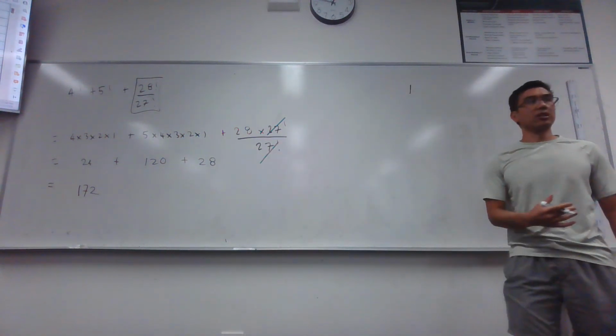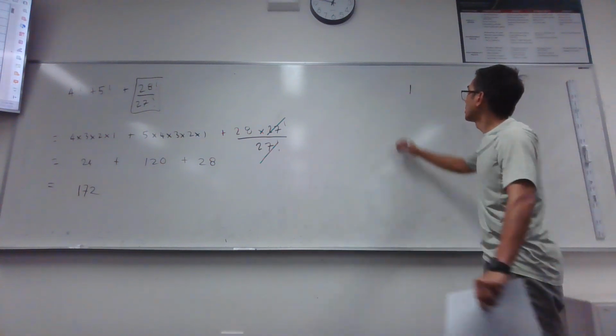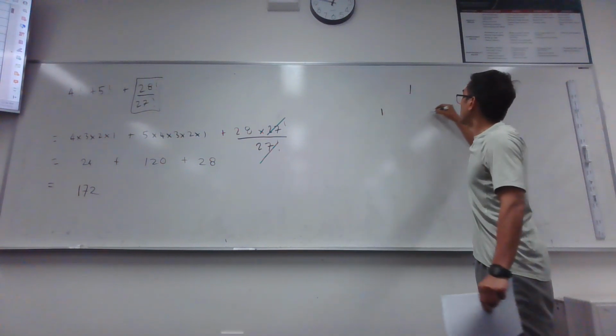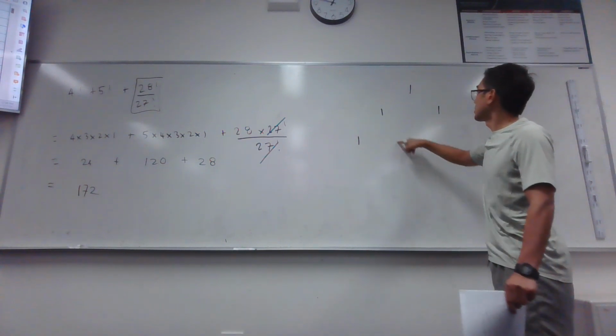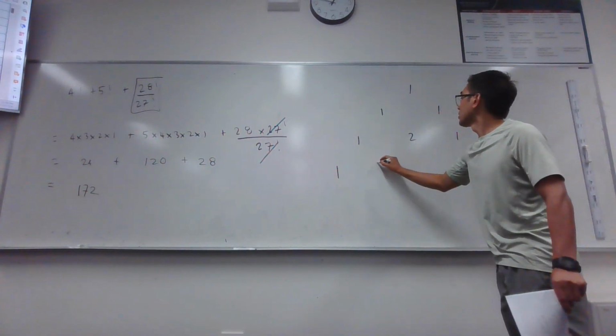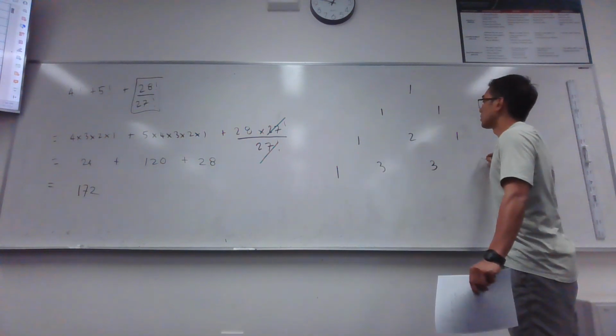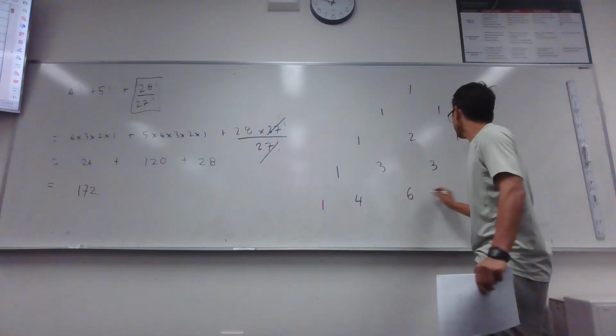Someone help me out with Pascal's triangle. I want to go down 4 rows. What's on the next row? 1, 2, 1. 1 and 1. 1, 1, 2, 2, 3, 1. Let's do one more. 1. Thank you.